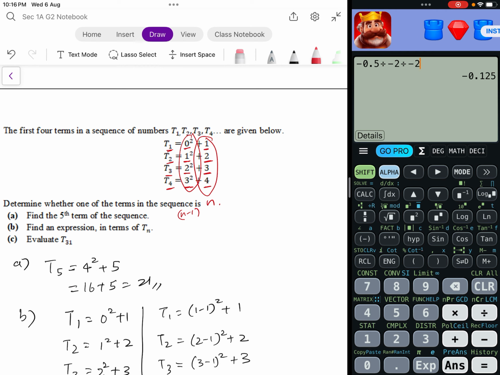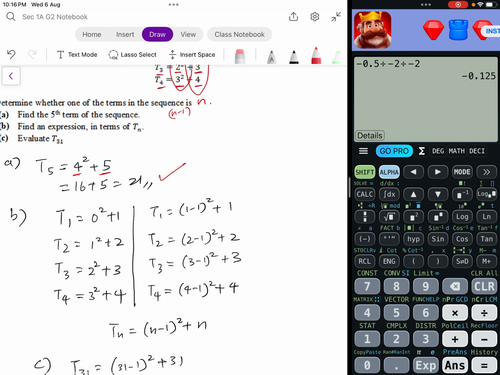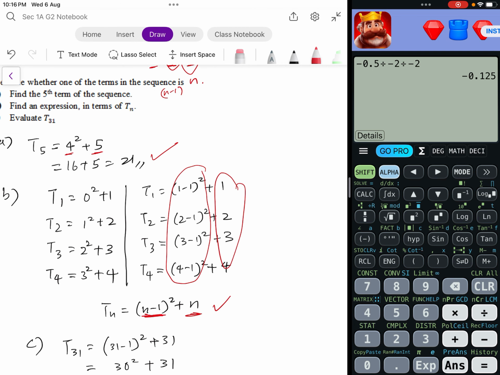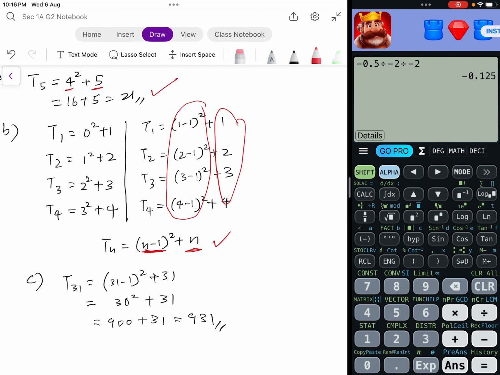So let's say I want to find T5. I follow 1 less than n, 1 less than 5, which is 4. Then plus 5. So my answer for A is 21. Since I know the pattern here, this is always 1 less than n, squared. This is n. So my general formula is Tn equals (n minus 1) squared plus n.